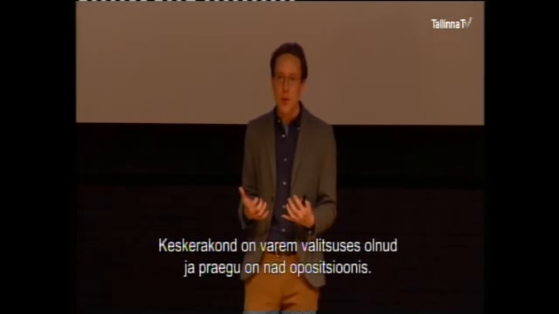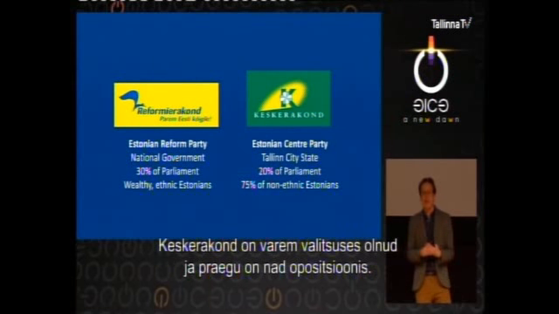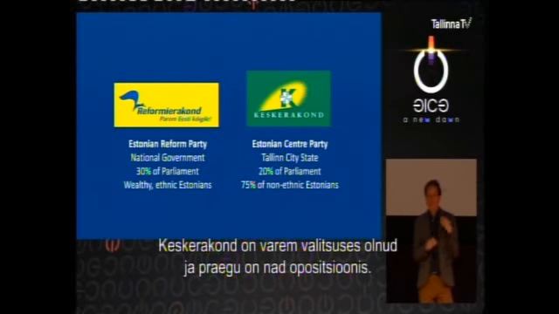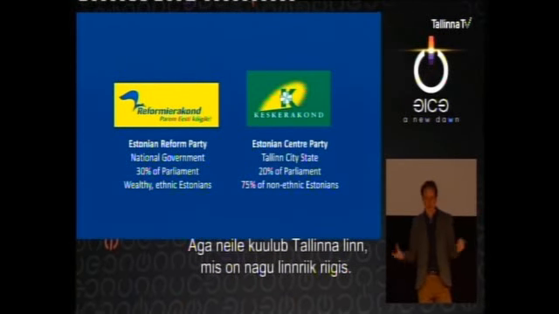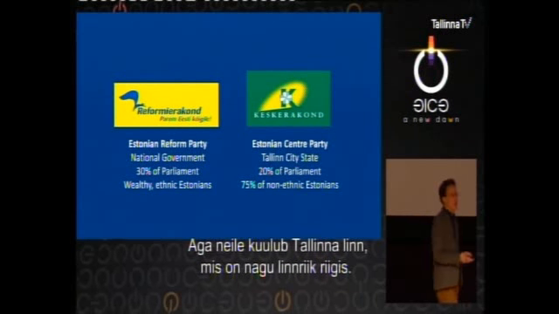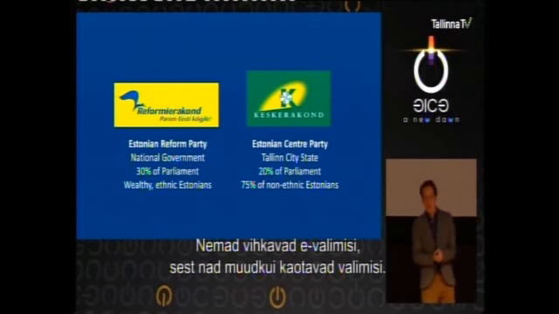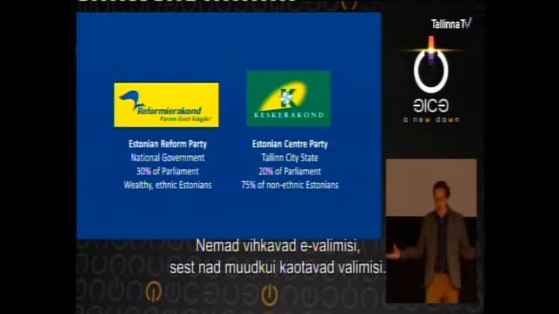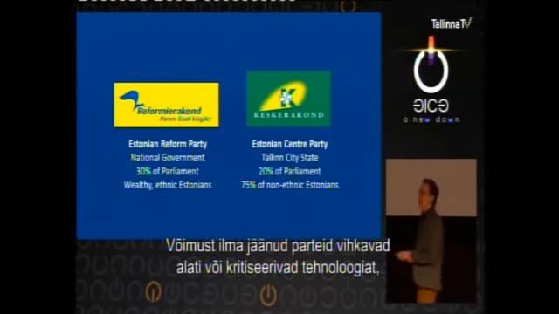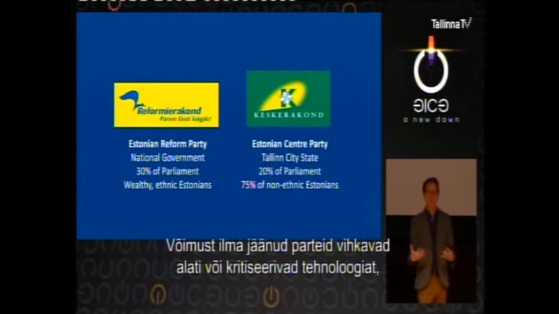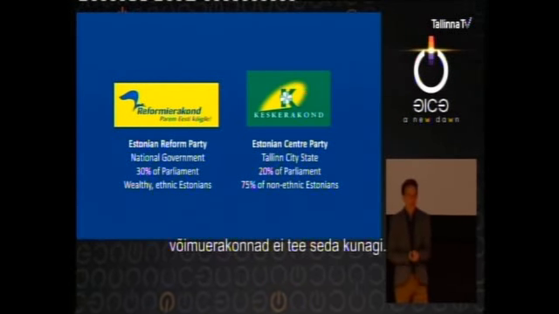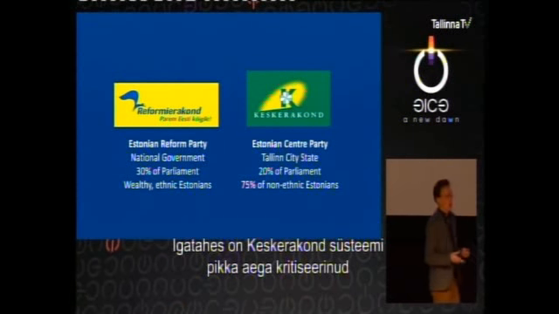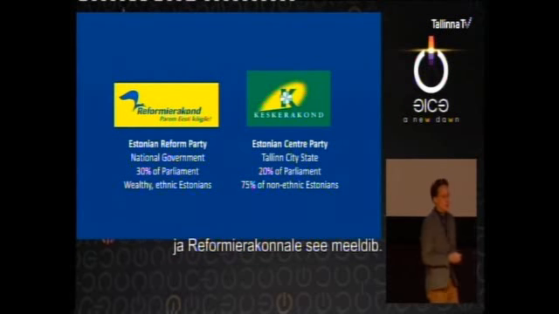The Estonian Center Party, which has previously been in charge of the national government, is currently the minority party, but they control the city of Tallinn, basically the city-state within the country. They hate the e-voting system, possibly because they keep losing elections. The parties out of power always hate or are willing to criticize the technology, and the parties in power never are. Anyway, the Center Party has criticized the system for a long time, and the Reform Party loves it.